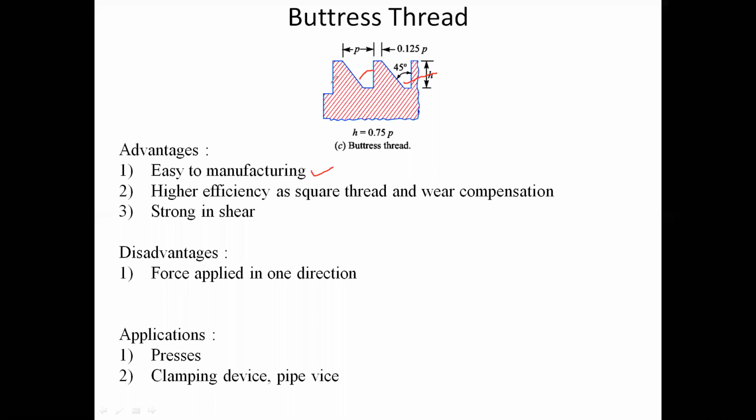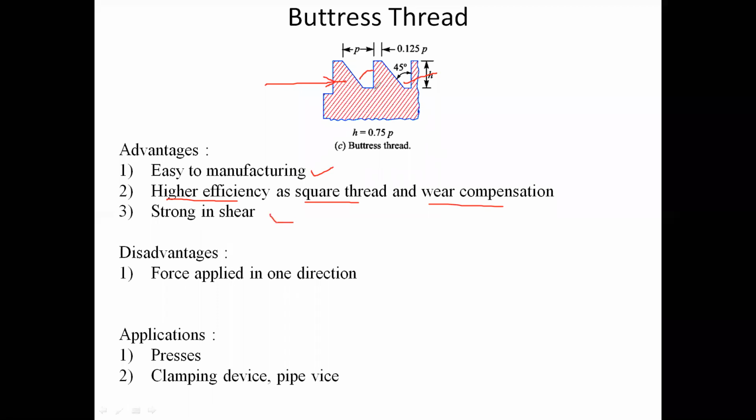Here, as one straight part is there, that means whatever load is coming, that will directly come on this. So it is having higher efficiency, just like a square thread. As well as there is one incline part, so there is a wear compensation also. That means here the advantages of square and buttress threads are combined together. In the buttress thread, these are combined. Okay. One more thing, it is strong.